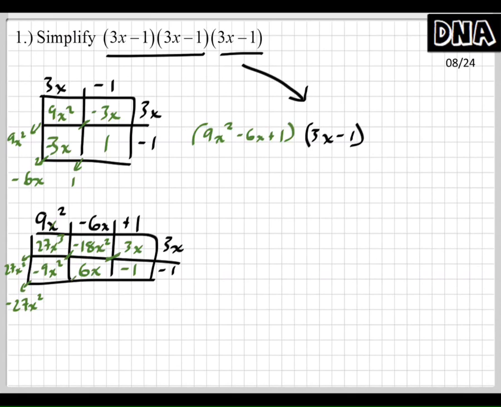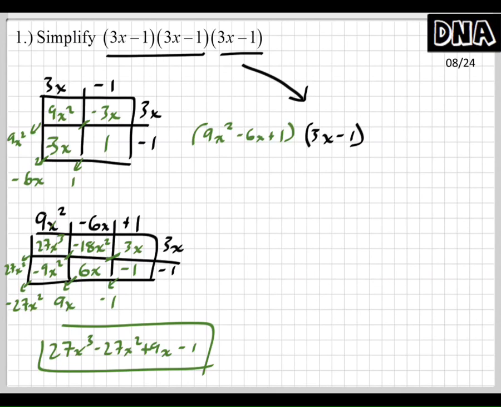Okay, then we have the x terms right here. We have 3x terms right there, 6x terms right there. Jacob, what do we get when you add those? No, this guy plus this guy. 9x. And then we have our negative 1 right there. So we have 27x to the third minus 27x squared plus 9x minus 1, and then we get our answer.